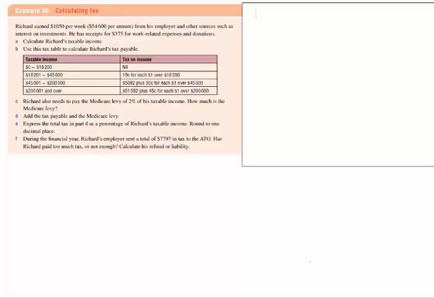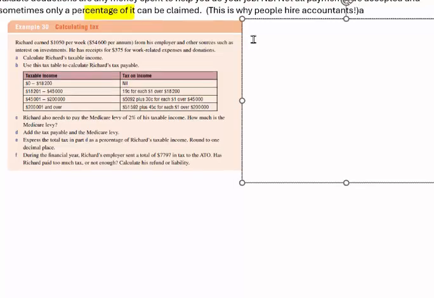They've given us how much that is per year. If it wasn't, we'd have to times that by 52. Okay, so they've given us that, so we'll start by writing down, like we always do, what we know.